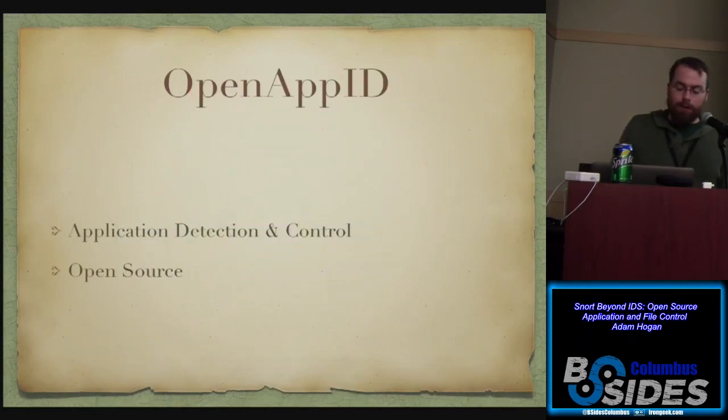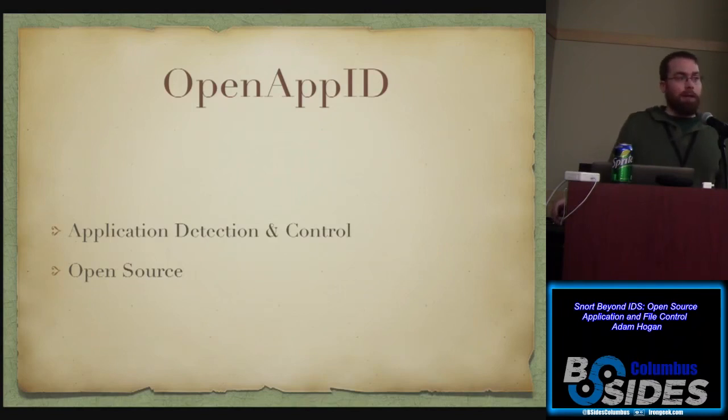So what we've done is release Open App ID. These are our abilities to detect and control at the application level, and this is, again, completely open source. The engine itself is open source as well as most of the detectors. We now release the application detectors, let's say bi-weekly, though it's not that regular.